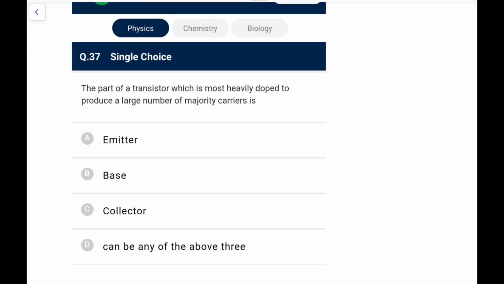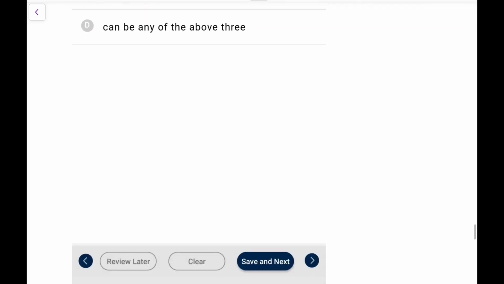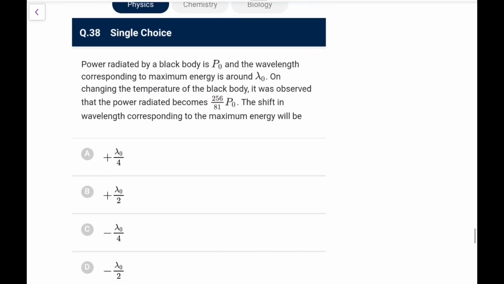Next, the part of the transistor which is most heavily doped to produce a large number of majority carriers. This is the easiest one. Maximum doped is emitter because it has to supply the carriers for conduction.